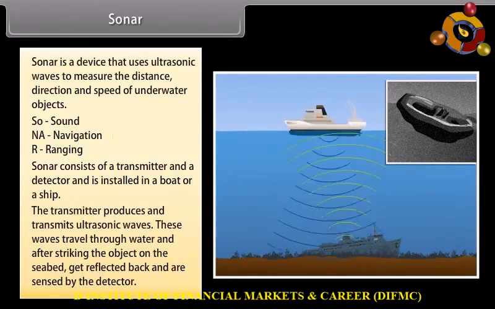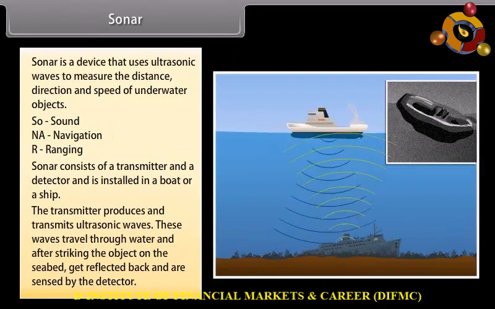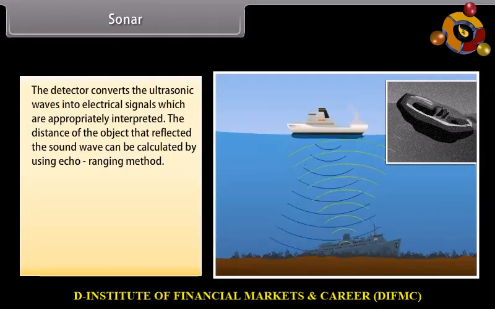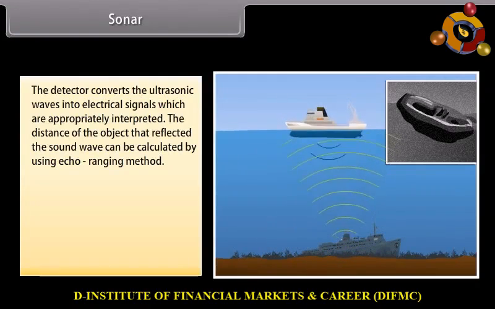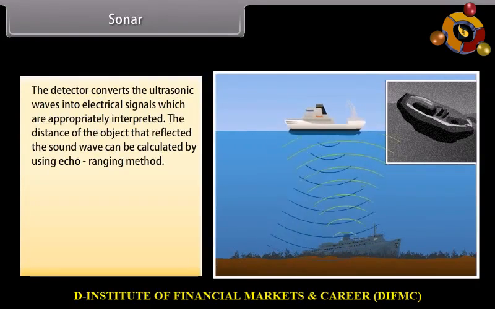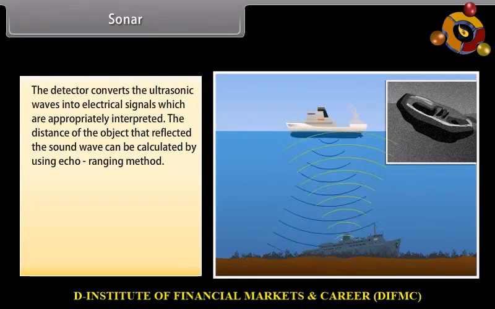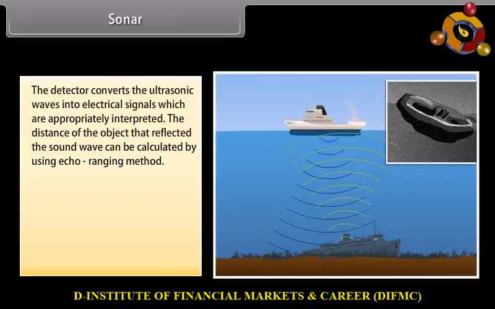These waves travel through water and after striking the object on the seabed get reflected back and are sensed by the detector. The detector converts the ultrasonic waves into electrical signals which are appropriately interpreted. The distance of the object that reflected the sound wave can be calculated by using echo ranging method.